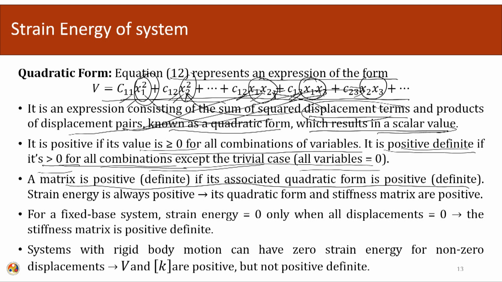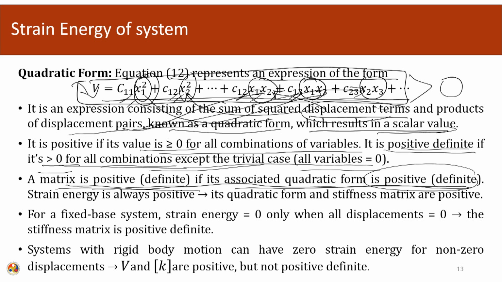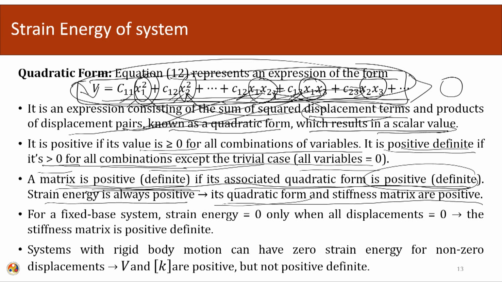It means that if this algebraic expression is greater than 0, then the corresponding matrix that results in this form is positive definite. So, if this quadratic form is greater than 0, it means that my matrix is positive definite. Strain energy is always positive definite. Its quadratic form and the stiffness matrix are positive. Since it is in the quadratic form and the stiffness matrix is positive, then strain energy is always positive.